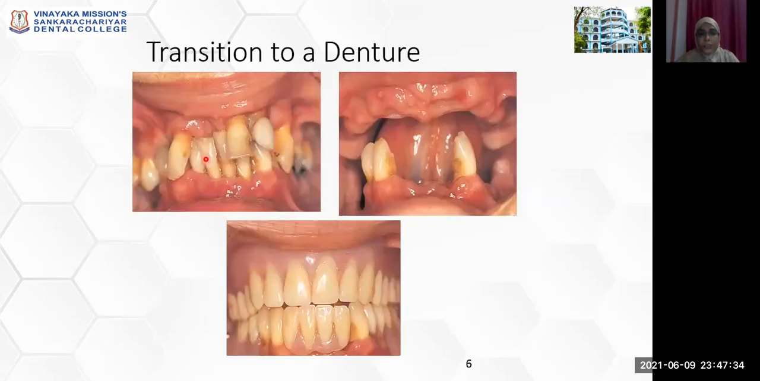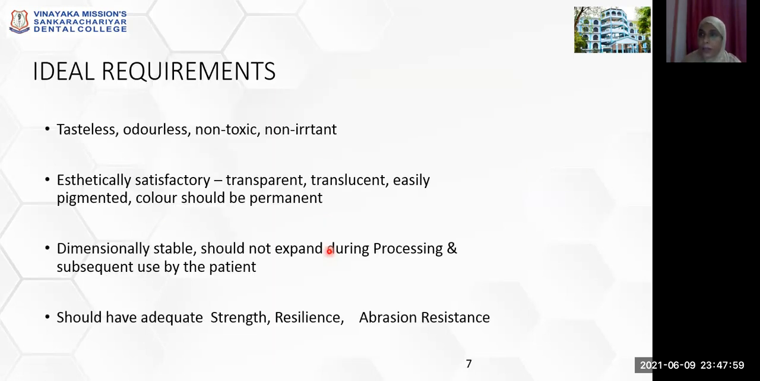In this image you can see a patient for whom many teeth are missing. This is replaced by a prosthesis or a denture. Apart from the teeth, you also have this denture base. The material with which this denture base is made is what we are going to see in the coming slides. For a material to be used as a denture base material, there are certain requirements which have to be satisfied.